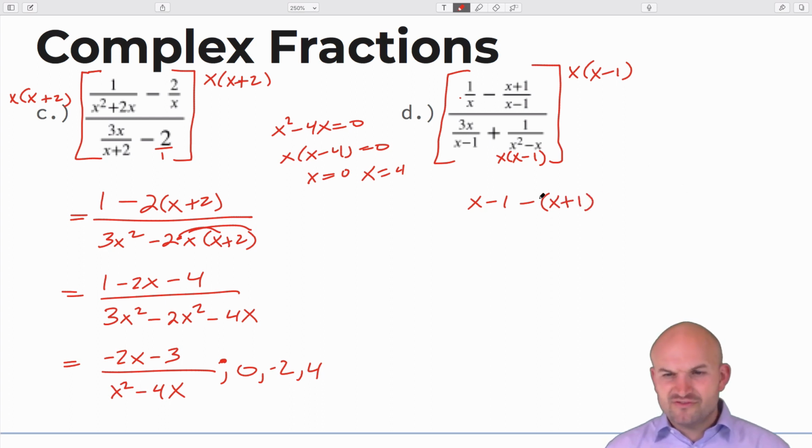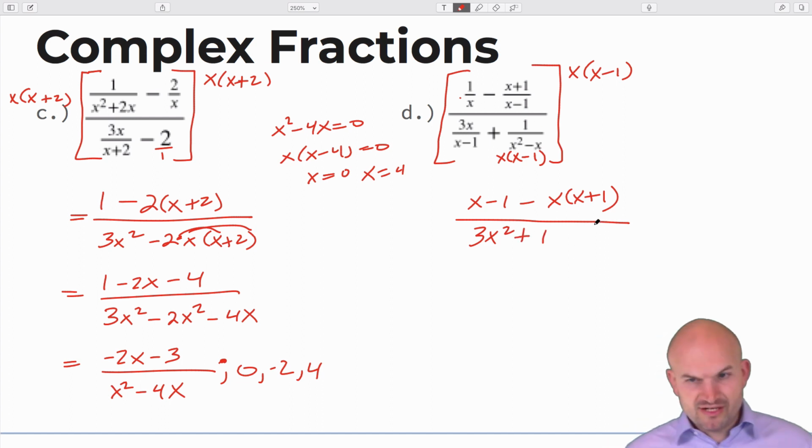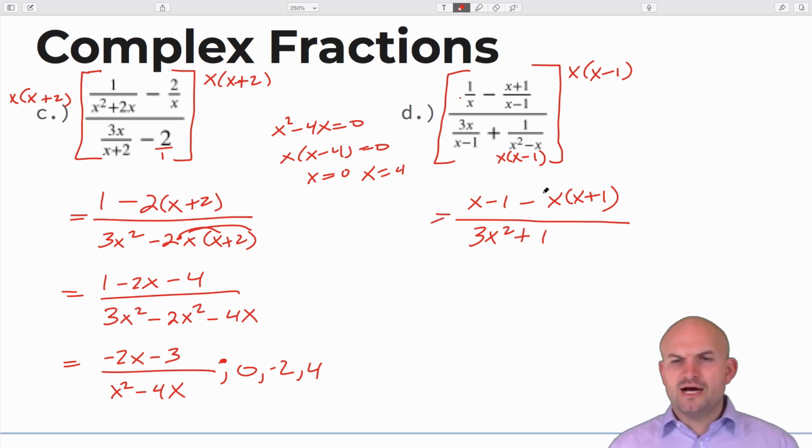Now, you could put the x in front if you wanted to. That might be a little bit easier. Let's actually do that. It's just going to be easier to distribute that way. Over here, my x minus 1's divide out, leaving me with 3x squared. And then here, everything divides out, leaving me with a positive 1. All right, combine some like terms here. I get x minus 1 minus x squared minus x.